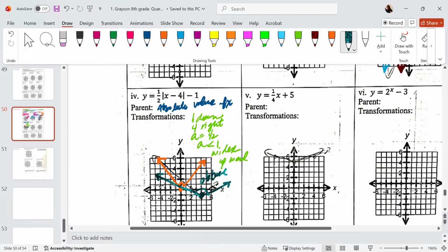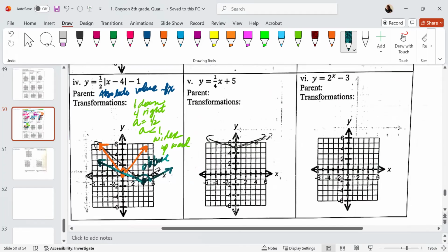Do you see that? Is my original one so pretty? I don't know. The original one. That's fine, as long as it's not a right angle. Do you have the parent function here?